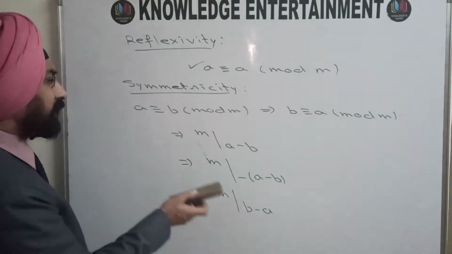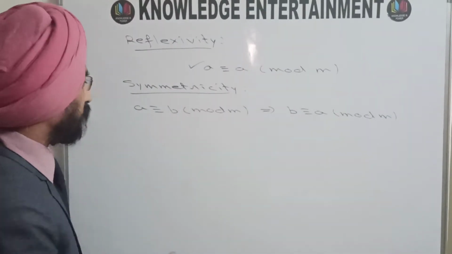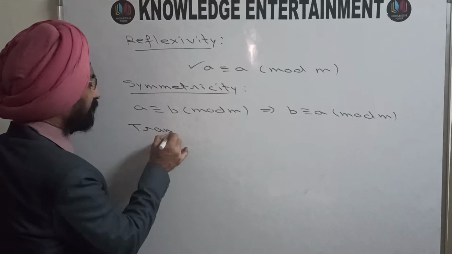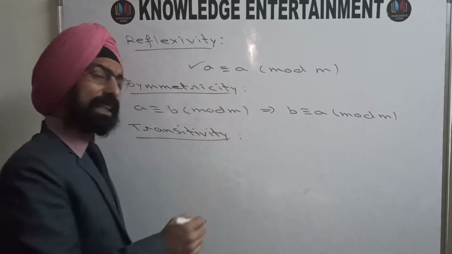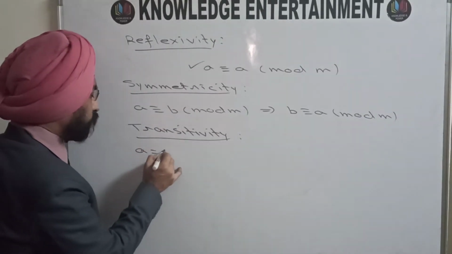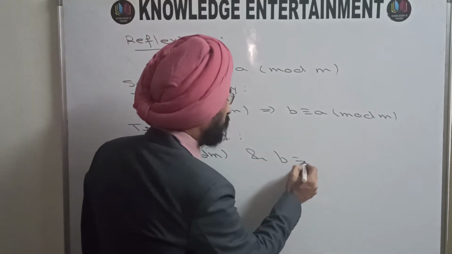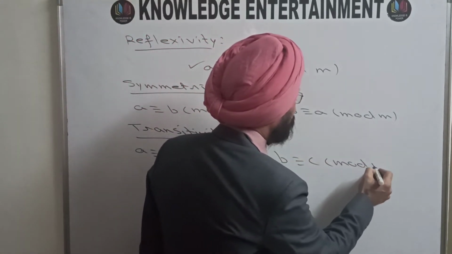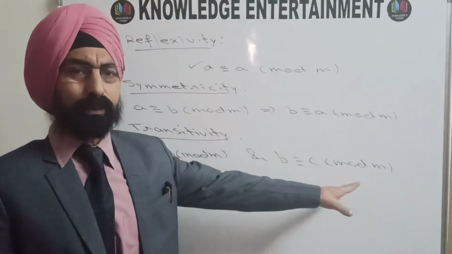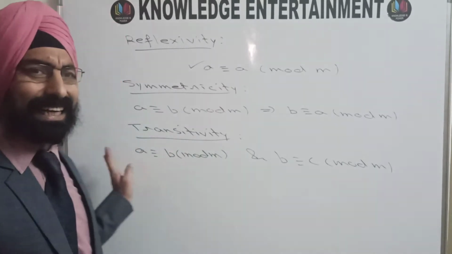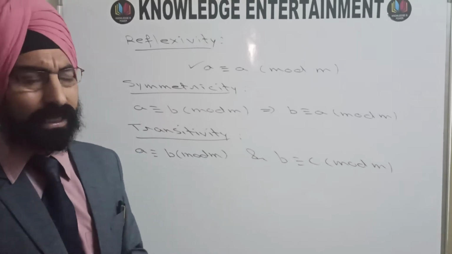This is a reflexive relation, this is a symmetric relation, and now let us check whether it is transitive or not. So the third is transitivity. For transitivity, let a be congruent to b modulo m and b be congruent to c modulo m. We have taken a congruent to b and b congruent to c modulo the same number m. So we will see whether a is congruent to c modulo m or not. If it is, the relation will be transitive, otherwise it will not be.